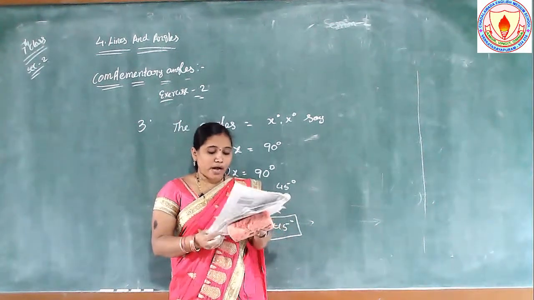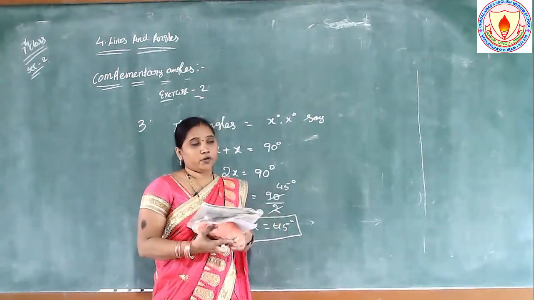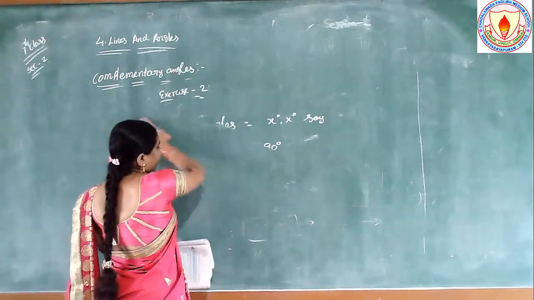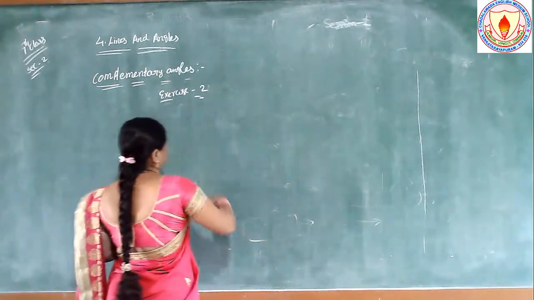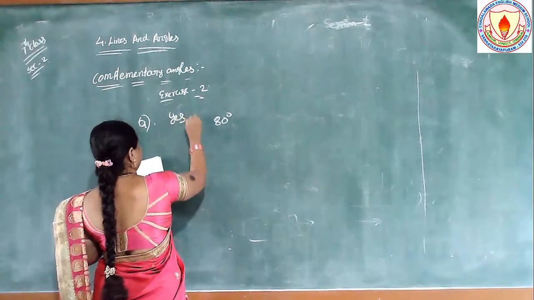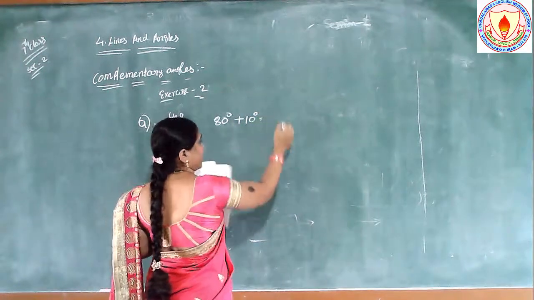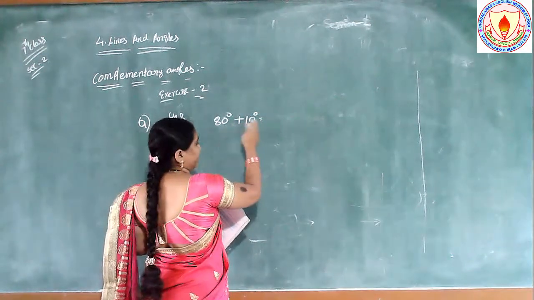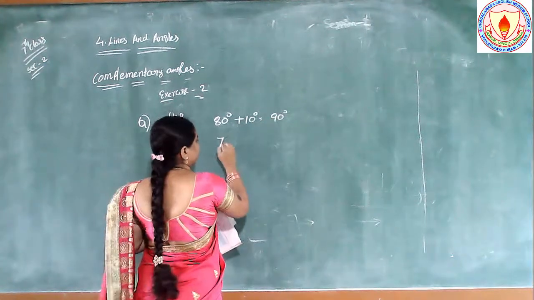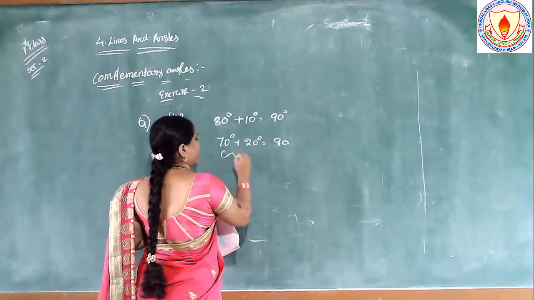See here the fourth one. Manasa says each angle in a pair of complementary angles is acute. Two acute angles, sorry. In complementary angles, are both angles acute? Yes, of course. Suppose you say 80 degrees. Why? Because 80 degrees is an acute angle and 10 degrees is also an acute angle. When we add 80 plus 10, this is 90. So this is a complementary angle. Suppose you take 70 plus 20, it is also 90 degrees. So both are acute angles.